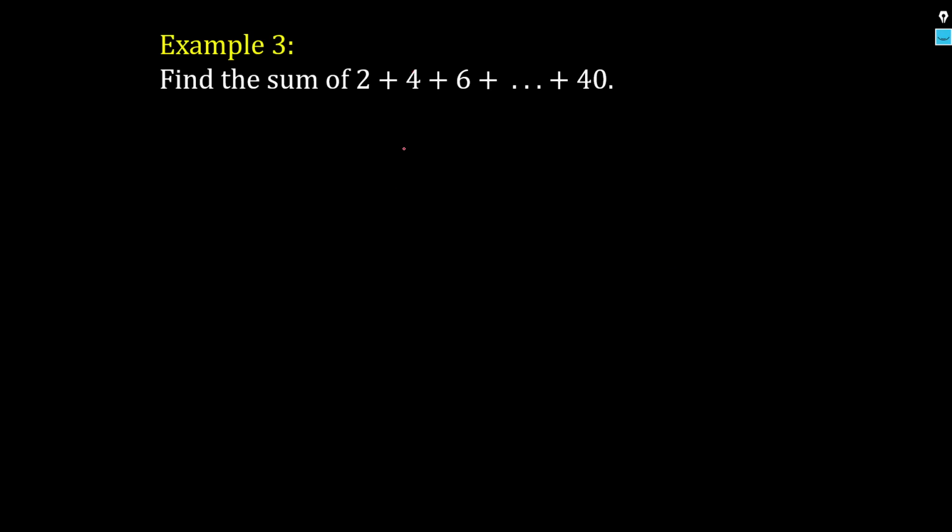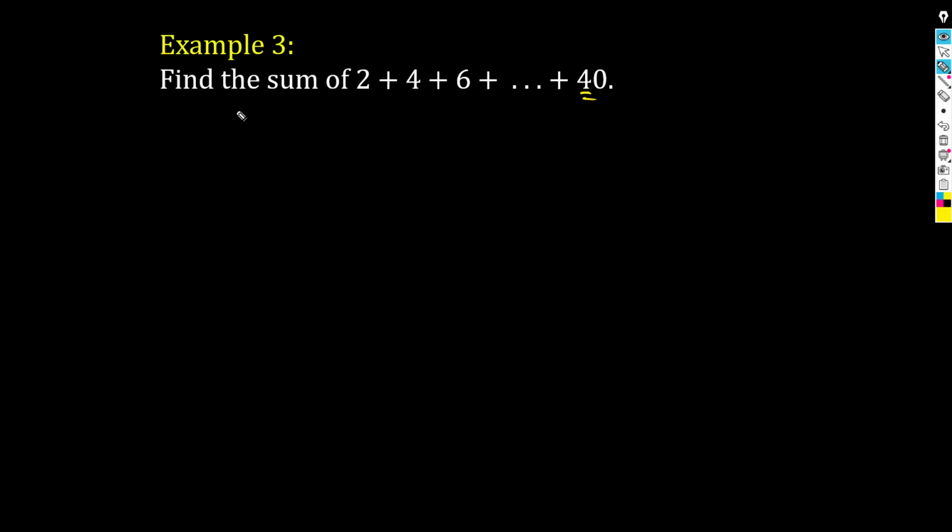Find the sum of 2 plus 4 plus 6 plus and so on up to 40. Okay, so now we have two formulas. But which do we use? Which do we know, the common difference or the nth term? In fact, we know both. But let's use the first one, because we know what the last term is. But again, note, whichever you use should be fine.